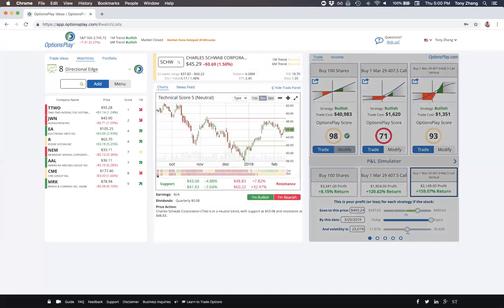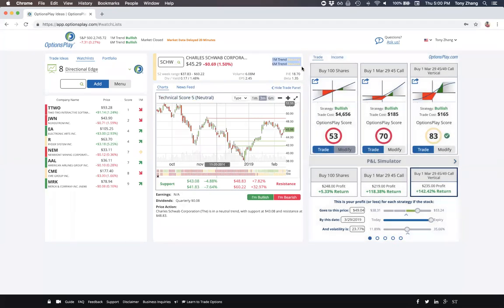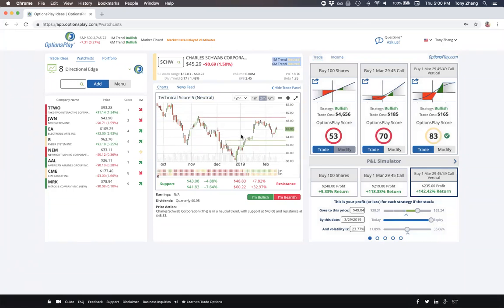Next, Schwab. Very neutral technical score, very neutral trend as well. So this stock is really just in that middle ground. Unfortunately, this is maybe a stock that you might want to sell some credit spreads on. There's really no strong directional view on this particular stock.